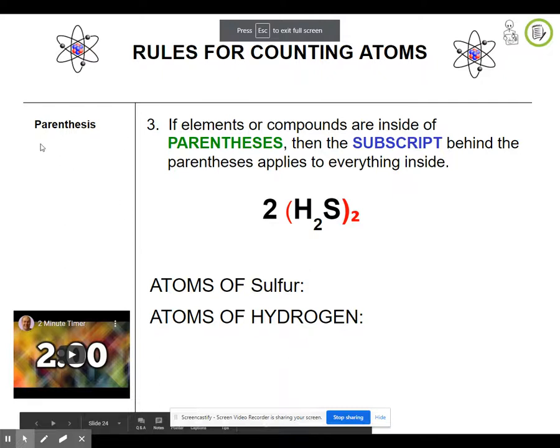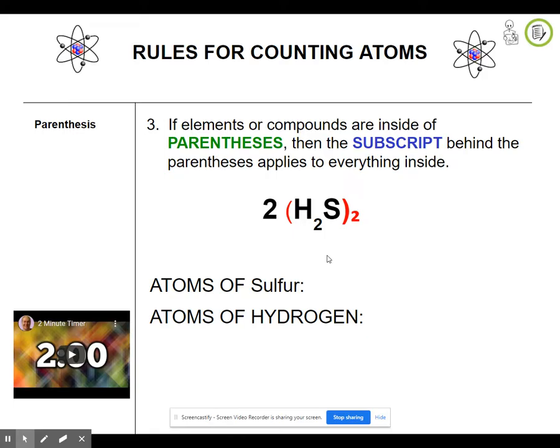In this video, we're going to look at parentheses, okay? Sometimes you might see chemical formulas or chemical compounds with parentheses. Again, it's just step by step. Just take it one step at a time. First, identify your element. So we have hydrogen and sulfur, okay? Then you're going to identify the subscripts, 2 hydrogen and 1 sulfur.